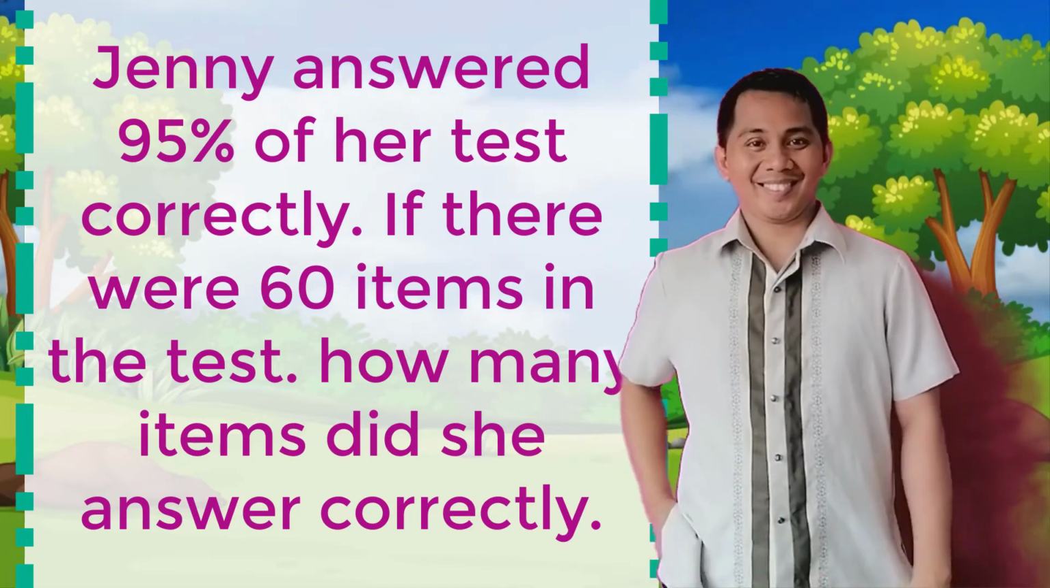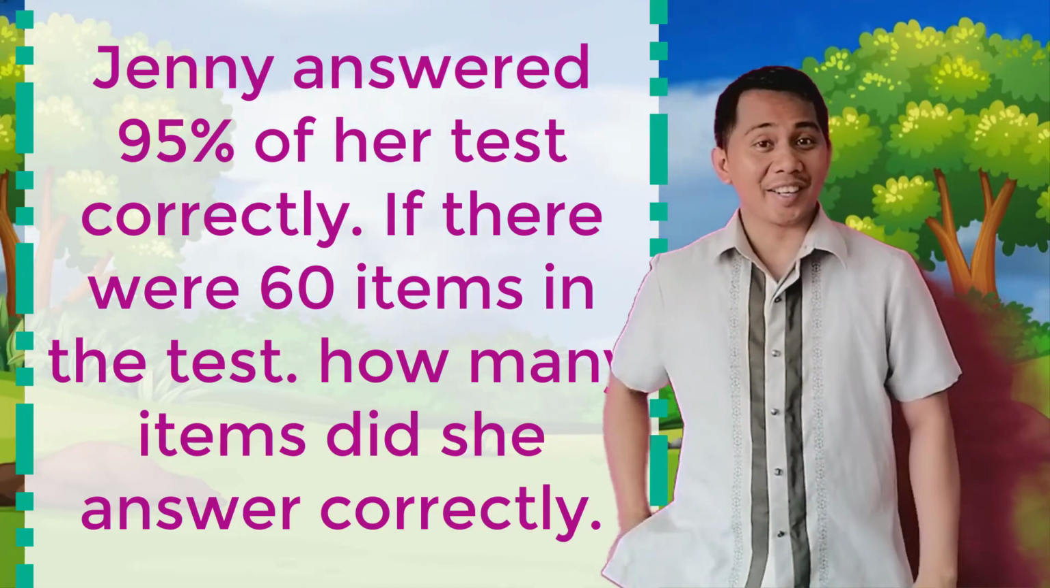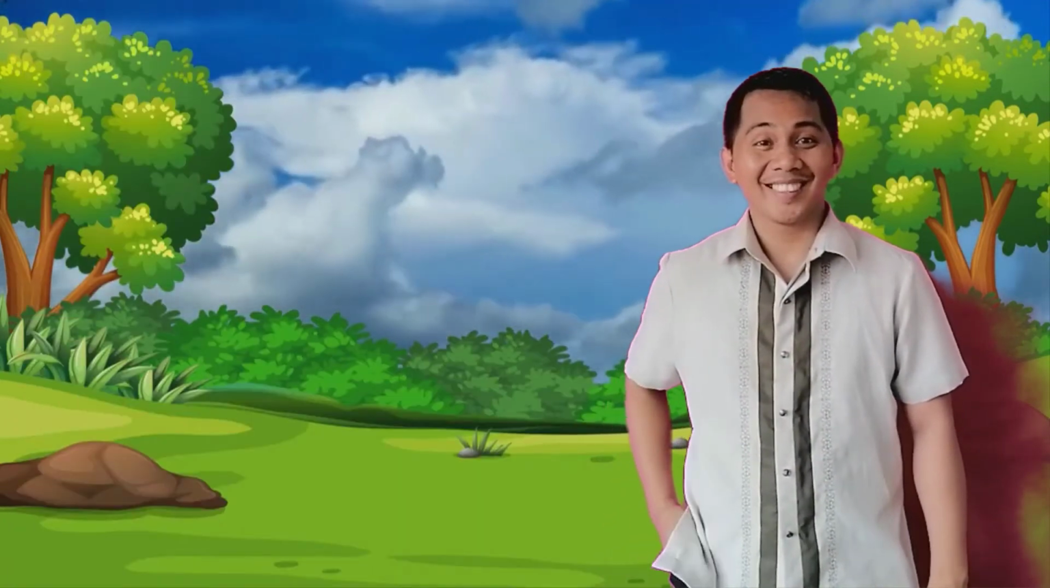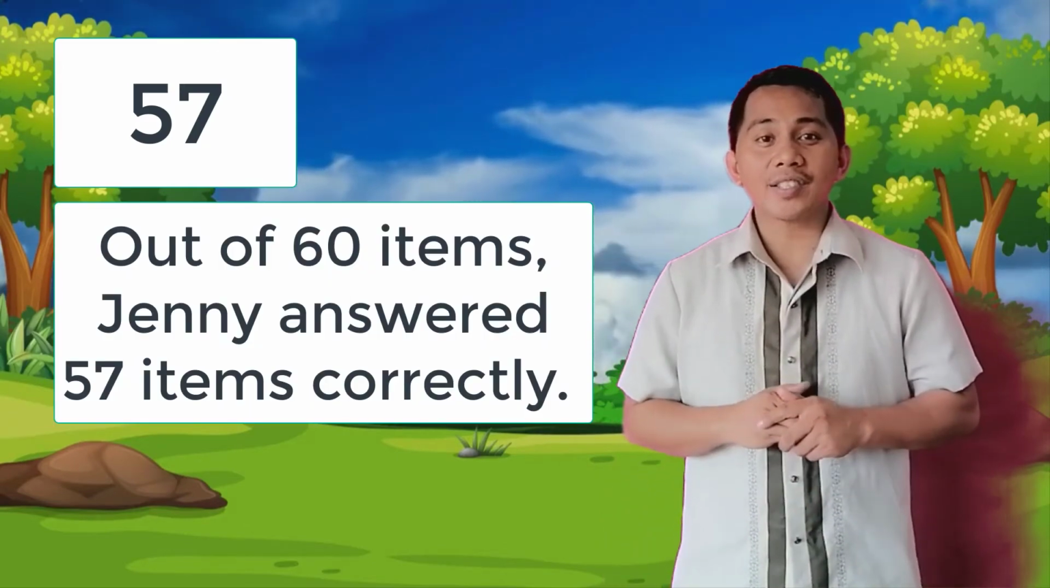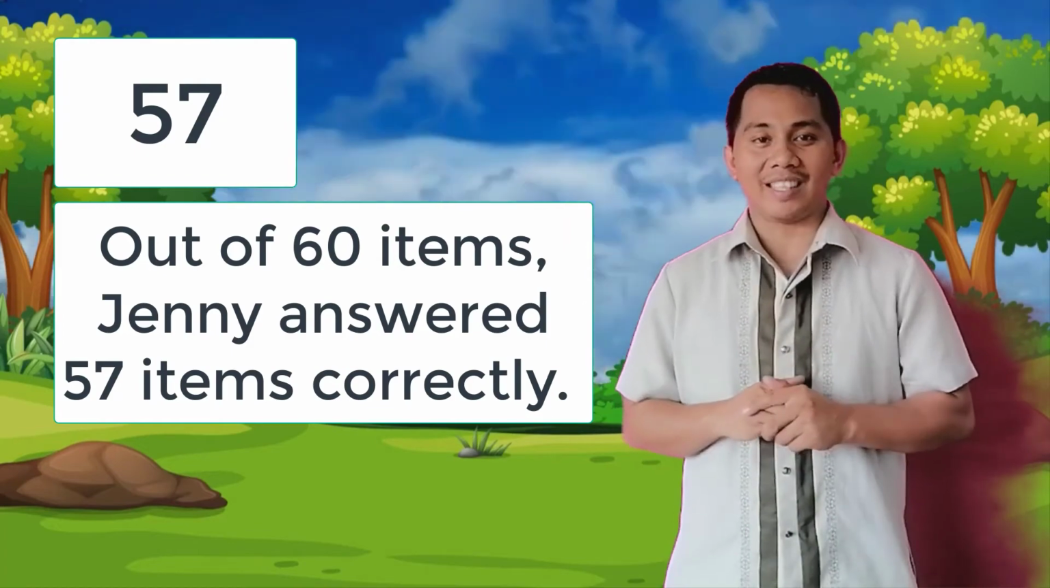Time is up. What is your answer? Let us see. The answer is 57. That is, out of 60 items, Jenny answered 57 items correctly. Do you want to be like Jenny? Why? Wow, I like where you're heading to. Keep it up and be successful.